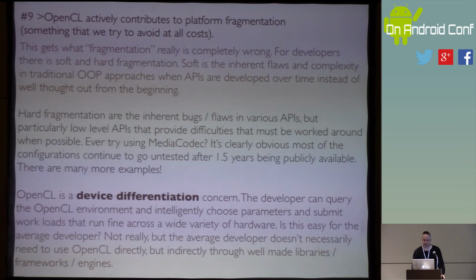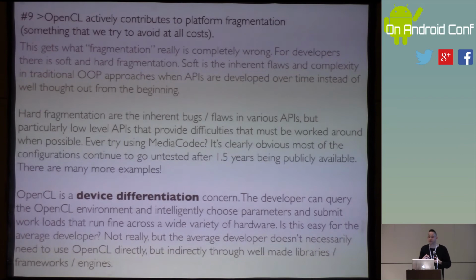A lot of this we already brushed across. I was going to briefly describe what I mean when I say OpenCL actively contributes to fragmentation. The Android blogosphere has been great at discussing what fragmentation really is, because it's not OS differentiation across the ecosystem. That's not fragmentation. For developers there are two kinds: soft and hard fragmentation. Soft fragmentation comes about because of the traditional OOP way the Android SDK is unveiled over time. There are many instances where the design wasn't well thought out in the beginning, and new methods keep getting added at each API level, which makes it very difficult to deal with some core classes.